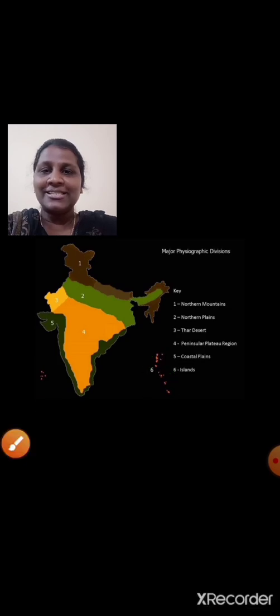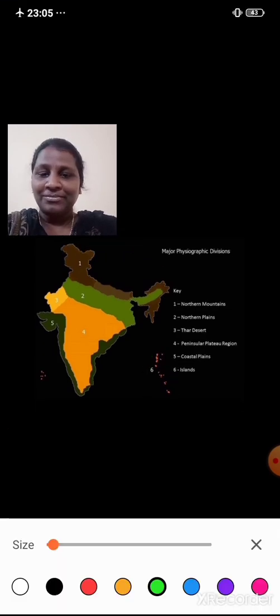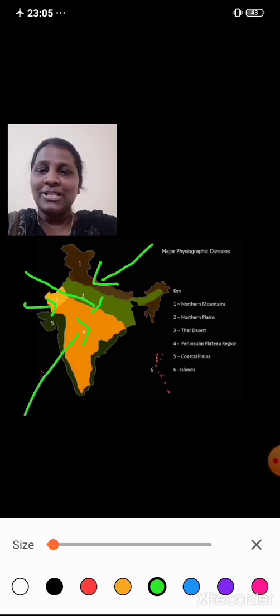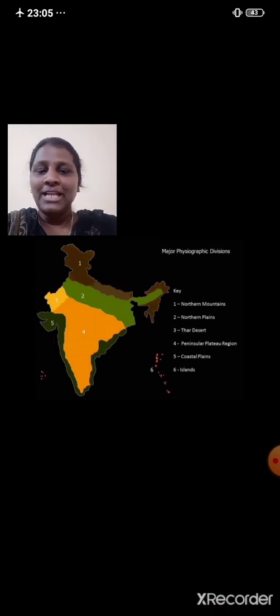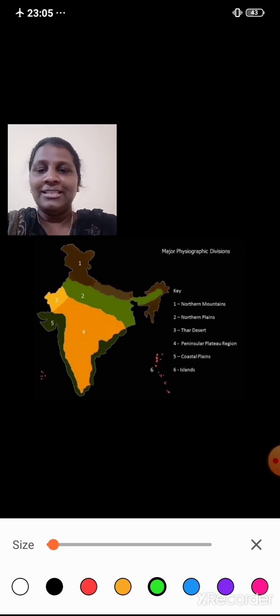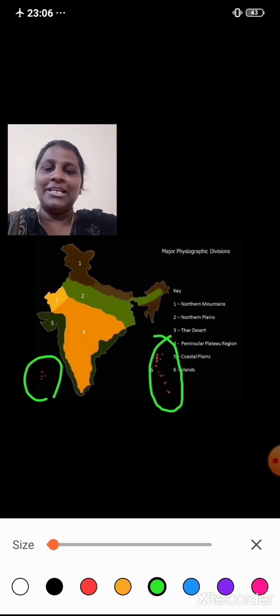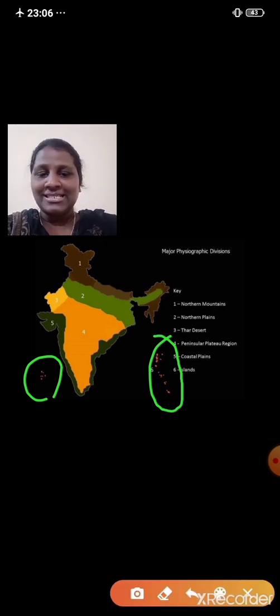Is that clear, students? Once again, we have northern mountains, northern plains, desert, Indian desert. This is the peninsular plateau. Here we have eastern coastal plain. Towards the west we have western coastal plain, and we have the islands, that is Lakshadweep Islands here and Andaman and Nicobar Islands here. Okay, students, is that clear?